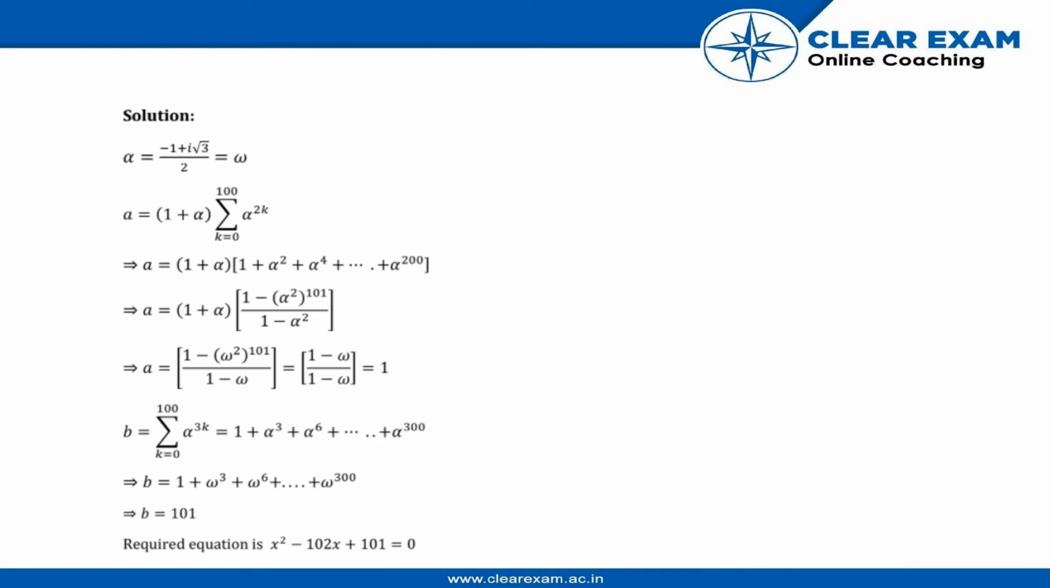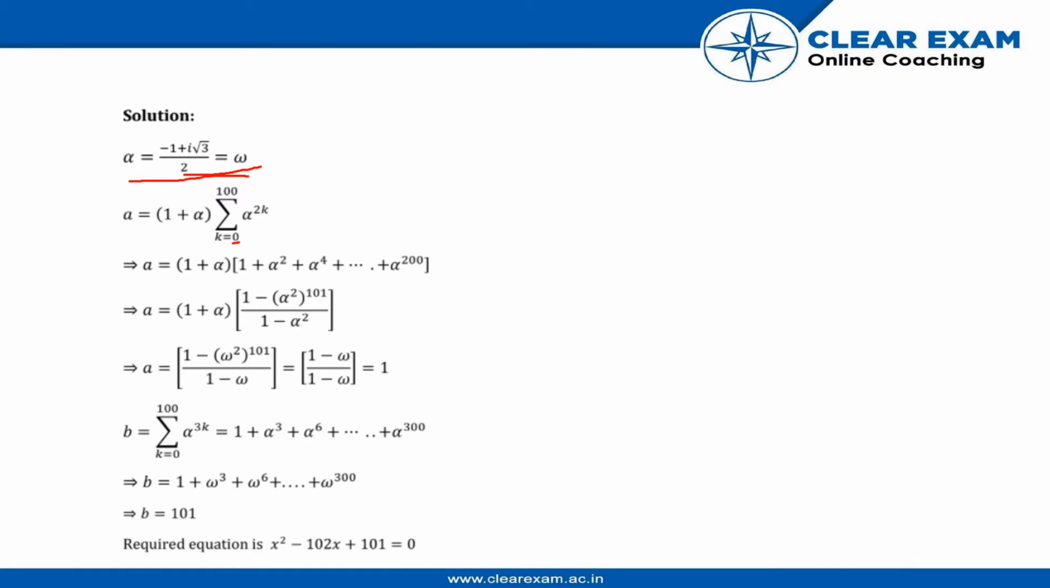Okay, so over here we have alpha, which is minus 1 plus iota root 3 by 2, which is basically omega in terms of complex numbers. And then A, which we have been given as 1 plus alpha, summation k equals 0 to 100 alpha power 2k. We expand this, we start putting the values of k.